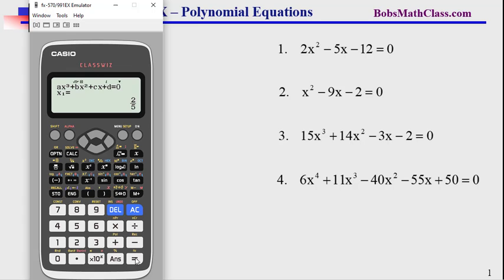That's one of the answers, 2/5. Hit equals again, negative 1/3. And then hit equals again, negative 1. So those are our 3 solutions, also called zeros. Roots is another name.